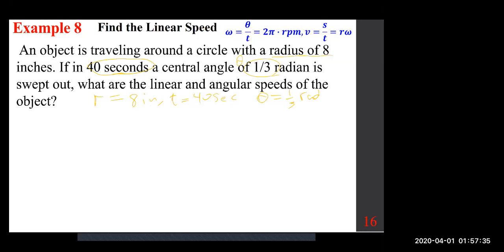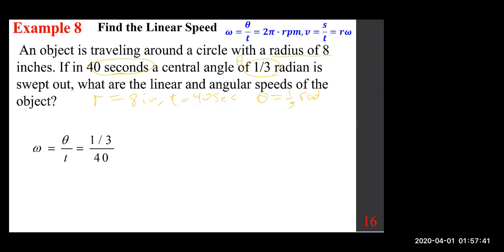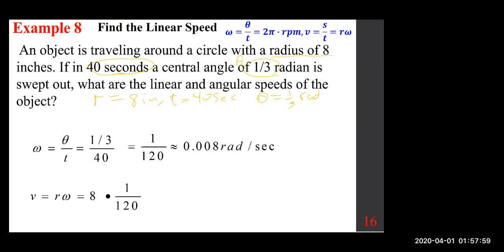Omega has a simple definition, theta divided by t, so plug in. And it's 1/120, 0.008 radians per second. V equals R omega. We just have omega. R was given as 8. Their product is the answer, 1/15, or roughly 0.067. And don't forget the units, okay? Inches per second.